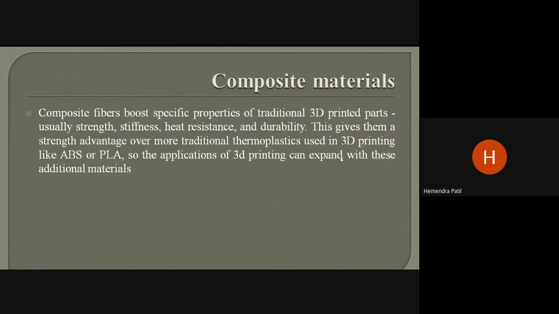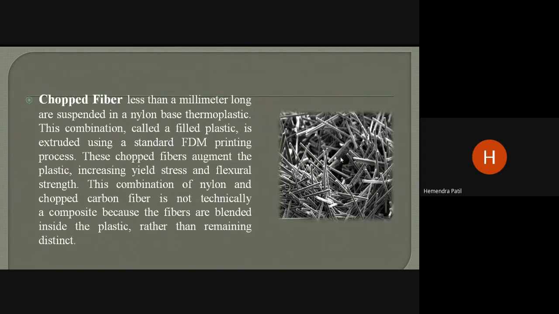Now coming to some composite materials. Composite fiber boosts the specific properties of traditional 3D printed parts, usually strength, stiffness, heat resistance and durability. This gives them strength advantages over the more traditional thermoplastics used in 3D printing, like ABS or PLA. So the applications of 3D printing can expand with these additional materials.